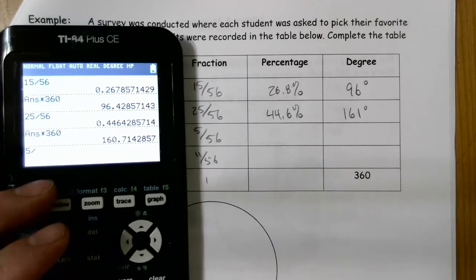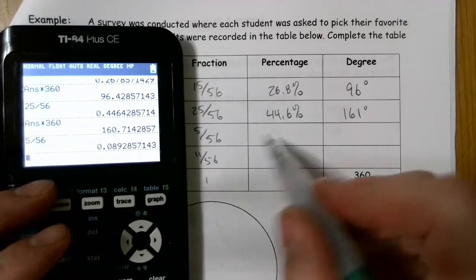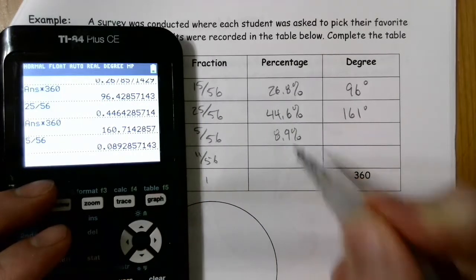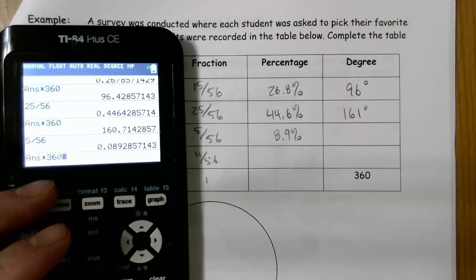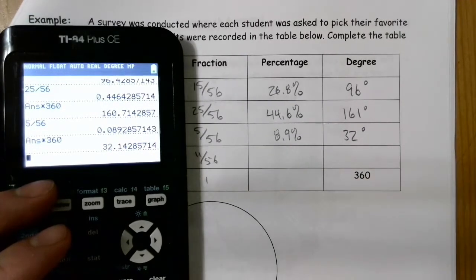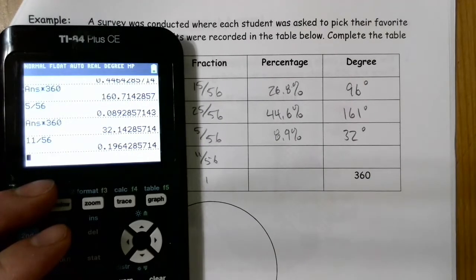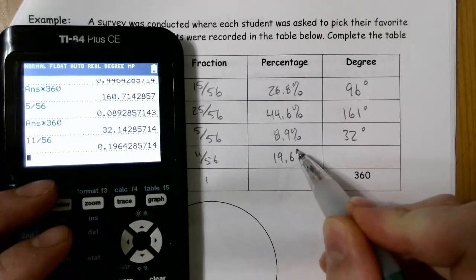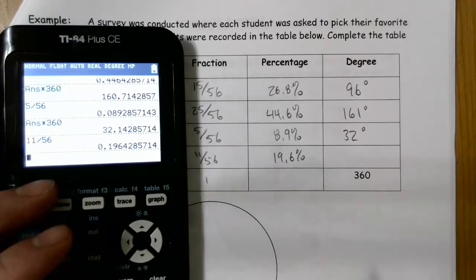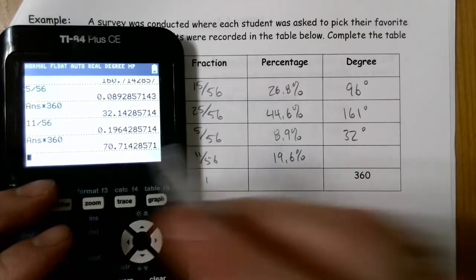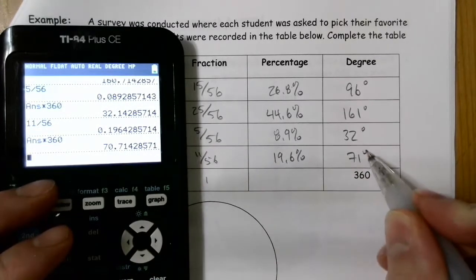Next is 5 divided by 56. If I move the decimal 2 back, that's going to be 8.9%. Let's multiply that by 360. Get 32 degrees. And then finally, 11 divided by 56. Move the decimal 2 back, so 19.6%. And if I multiply that by 360, I get, rounded to the nearest degree, 71 degrees.